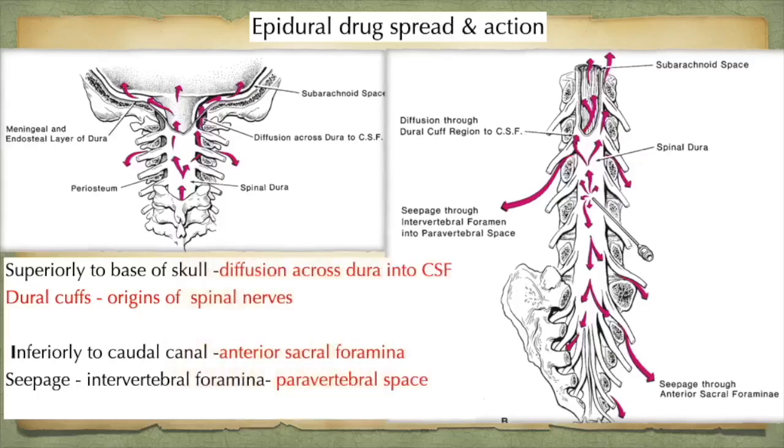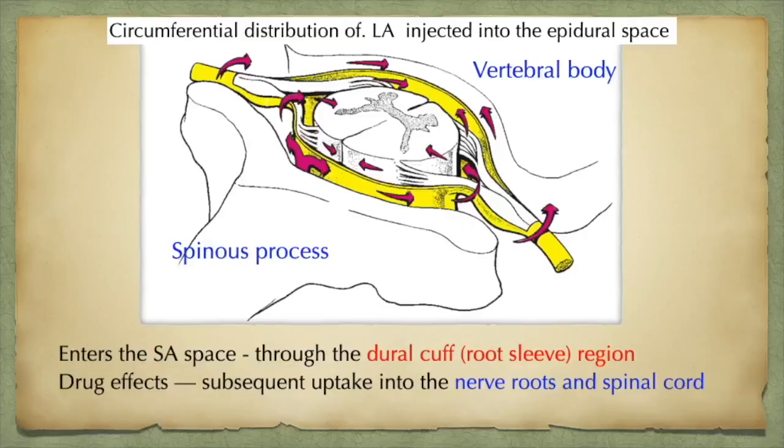Superiorly, the drug can diffuse across the dura into the CSF. They even diffuse across the dural cuffs, which is the origin of the spinal nerves. Inferiorly, it can spread even into the sacral foramina, and laterally it can spread into the paravertebral space. It's a similar picture showing the dural cuff root sleeve region, where the drug from the epidural space can enter into the subarachnoid space.